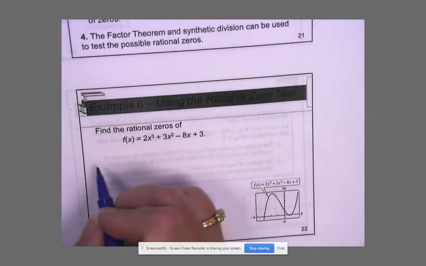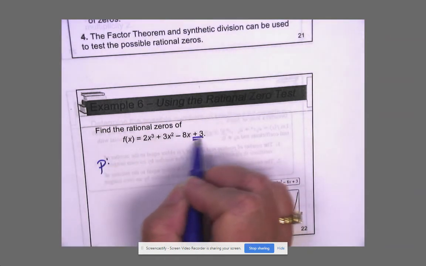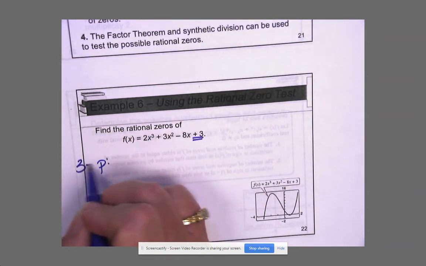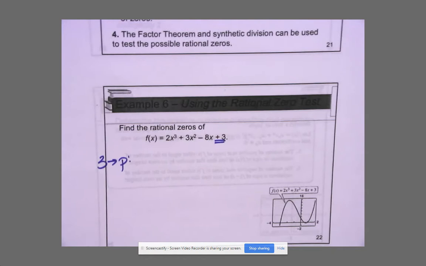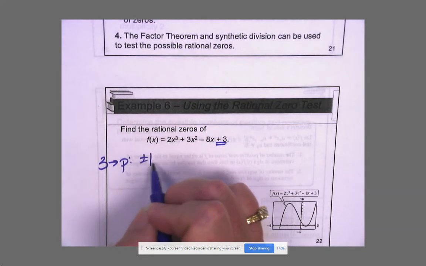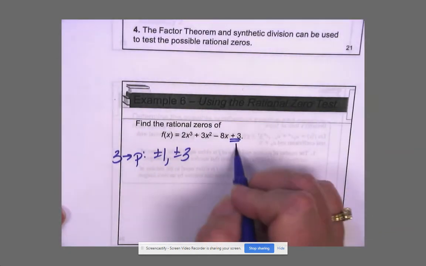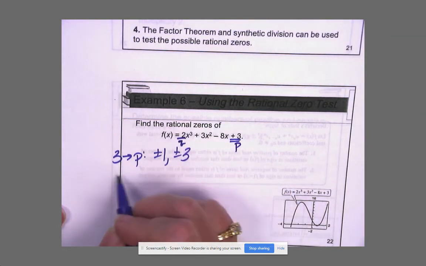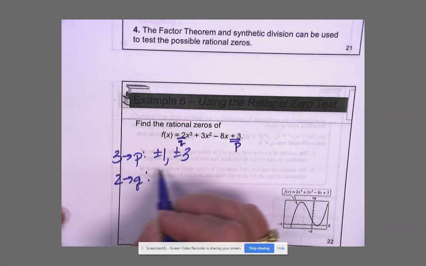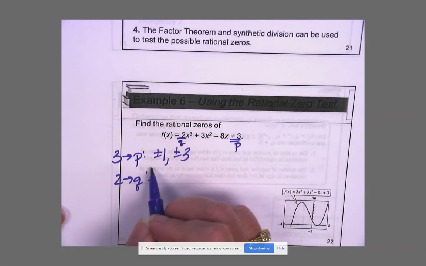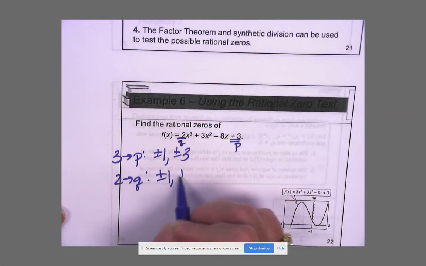So let's look. What's P? P is 3. And so what are all the ways you can multiply to get 3? Plus or minus 1, plus or minus 3. So we just list them in terms of 1, 2, 3, 4, just like a number line. And then what is the Q? 2 is the Q. And so what are all the ways to get 2? Plus or minus 1, plus or minus 2.